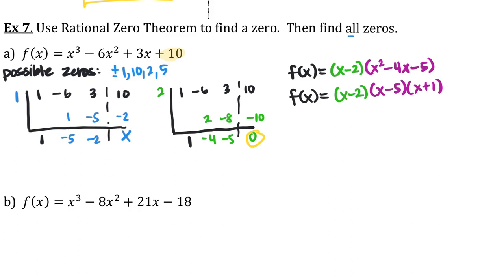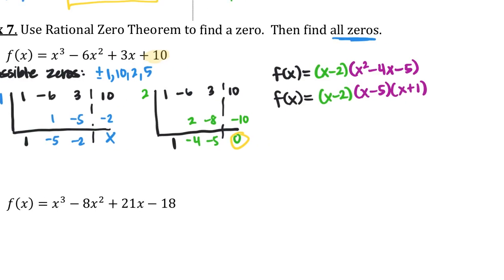But they want me to find all the zeros. So they want me to figure out the actual x values when this is equal to 0. So if I make this equal to 0, what are my answers? x equals 2, x equals 5, and x equals negative 1. So I got all 3 of my zeros.